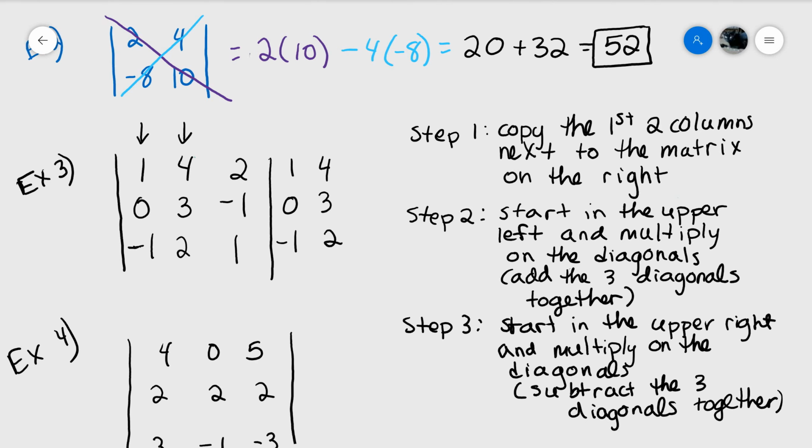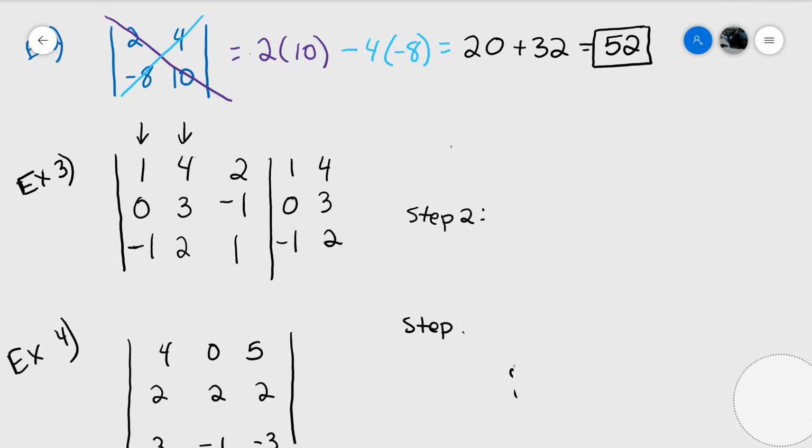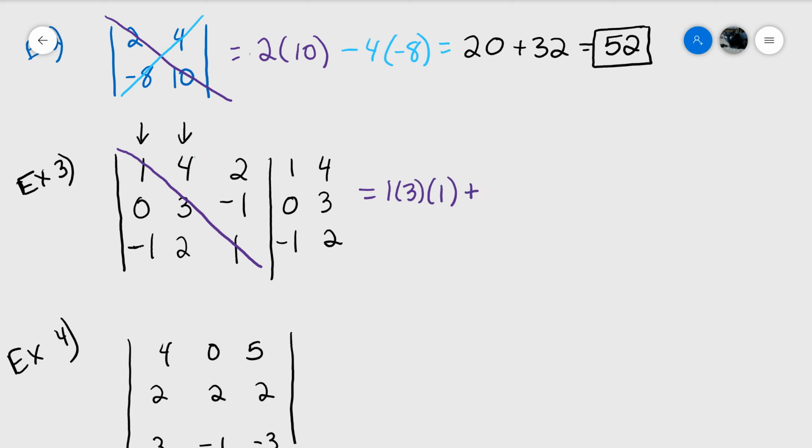I'm going to erase. Okay, so I have copied over the 2 columns. I'm going to start in the upper left and multiply on the diagonal: 1, 3, 1. And then I'm going to add as I keep multiplying on the diagonal. And you always get happy when you see a 0 because that term's just going to go to 0.